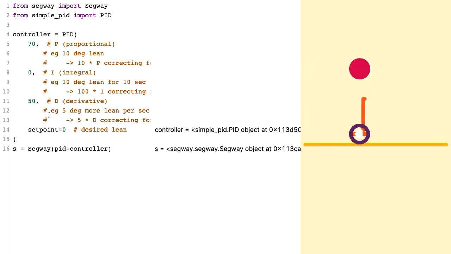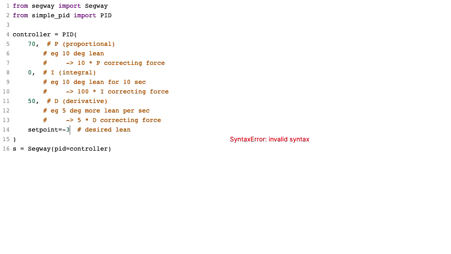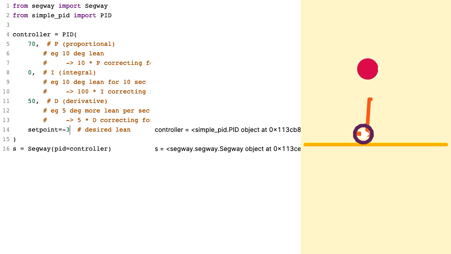But if you remember, we can set the set point to anything we want. It doesn't have to be perfectly zero. So we'll add some forward lean. And there we go, he's driving.